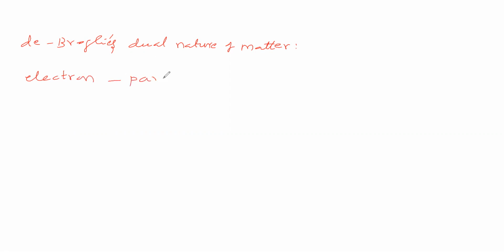Okay, next we will take de Broglie's dual nature of matter. Now, we will take the electron. Electron has which nature? Particle nature. For that, what is the evidence? Black body radiation, and another one is the photoelectric effect.